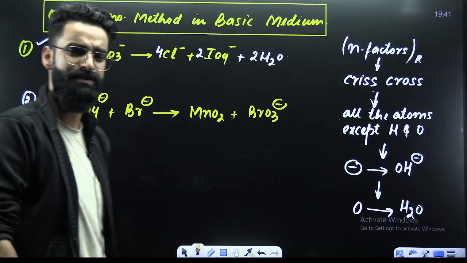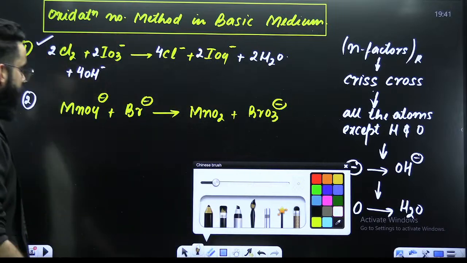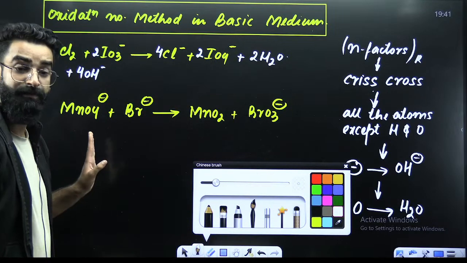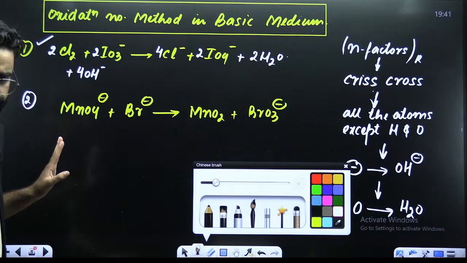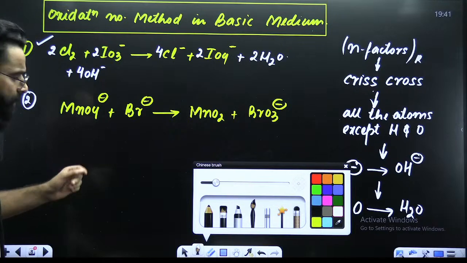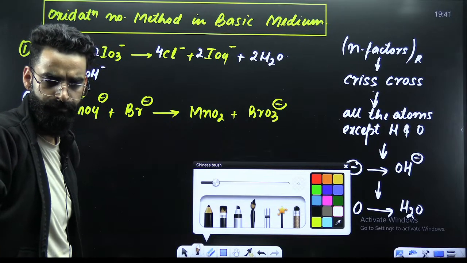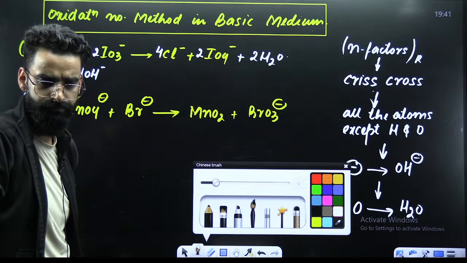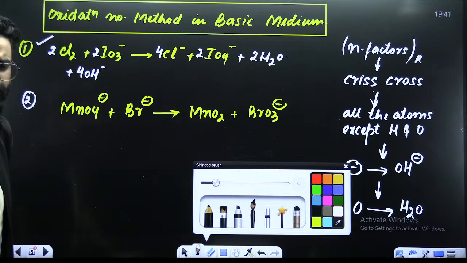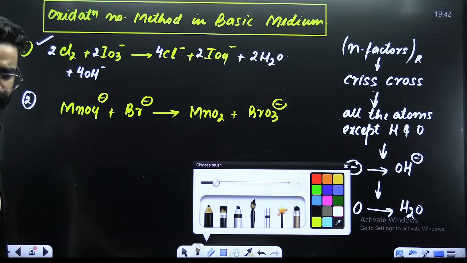Same steps, my dear students, you are going to follow, one by one. Calculate the n factors, first of all, of the reactants. What is the n factor of this MnO4 negative here? Quickly, people. This is something which you should be answering, right? MnO4 negative, what is its n factor?